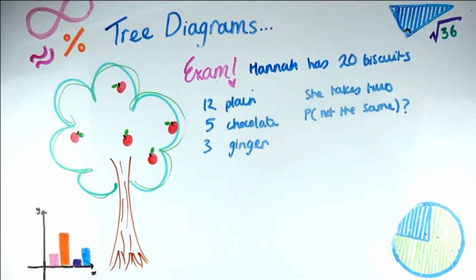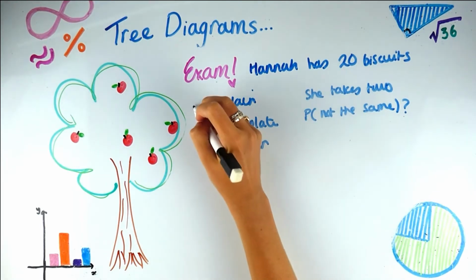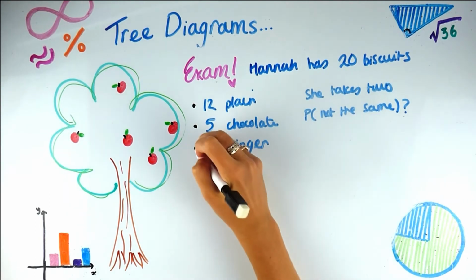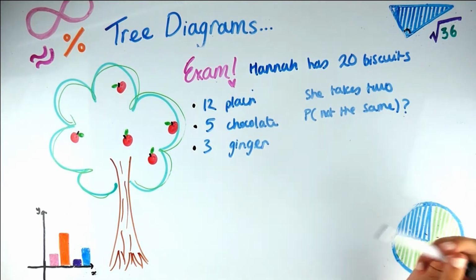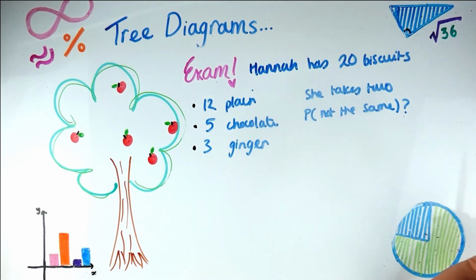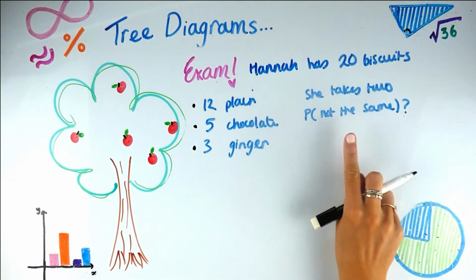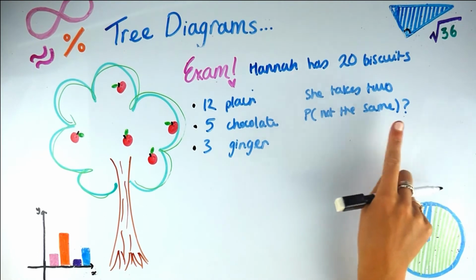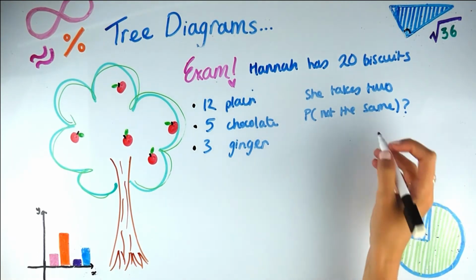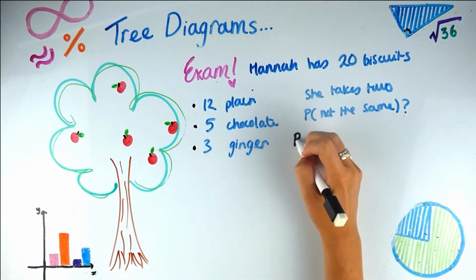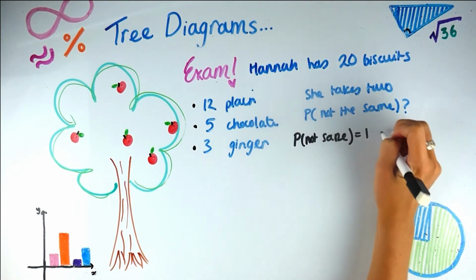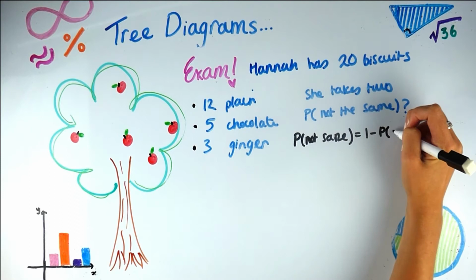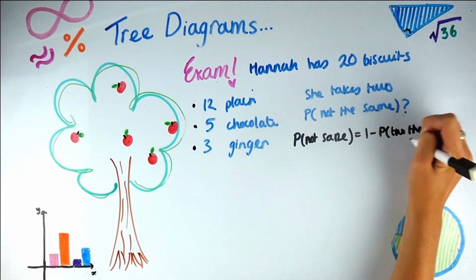So here we have, Hannah has 20 biscuits, 12 of which are plain, 5 are chocolate, and 3 are ginger. She takes 2, and this means she doesn't replace them, otherwise it would have to specify that it was replaced. What's the probability that they are not the same? So this is one of the at least questions. The probability of not the same is the same as 1 minus the probability you get 2 the same.